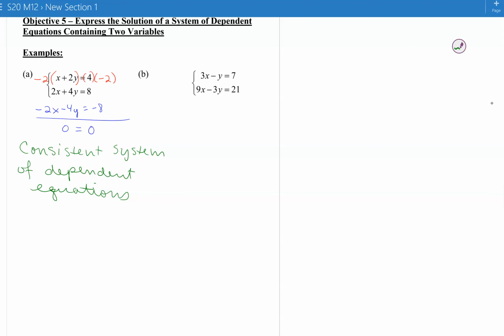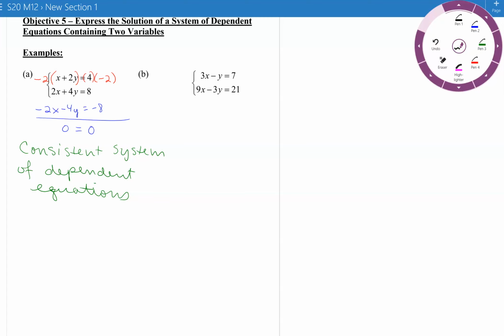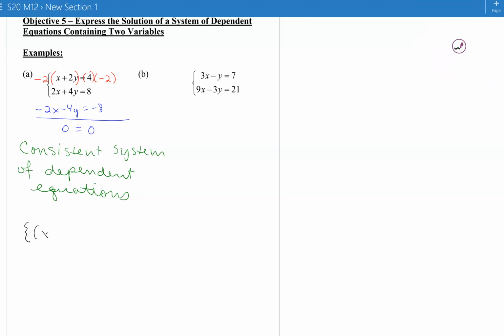So the way you write the solution in this case now is you say it's the set of all x, y ordered pairs such that, so the vertical line means such that, x plus 2y equals 4, because that's the condition that has to be true in order to have a solution to this system of equations.